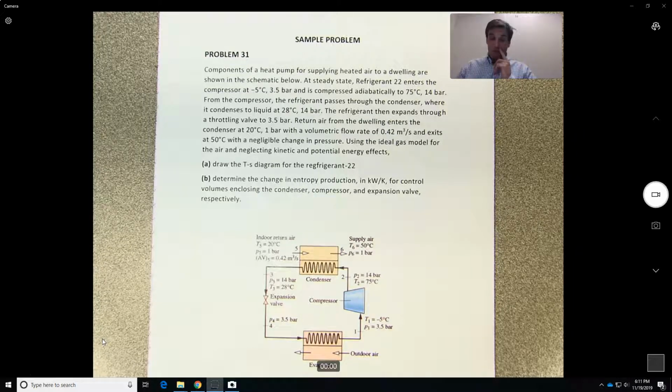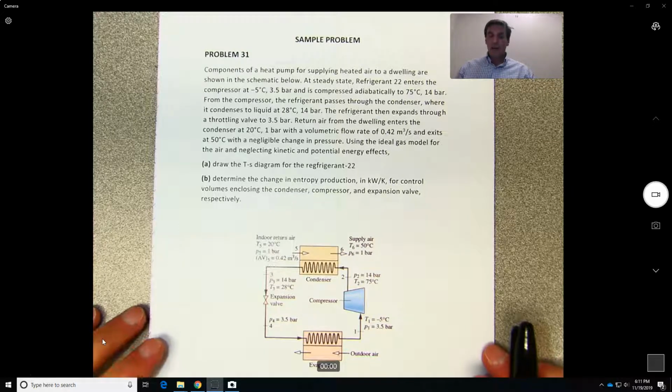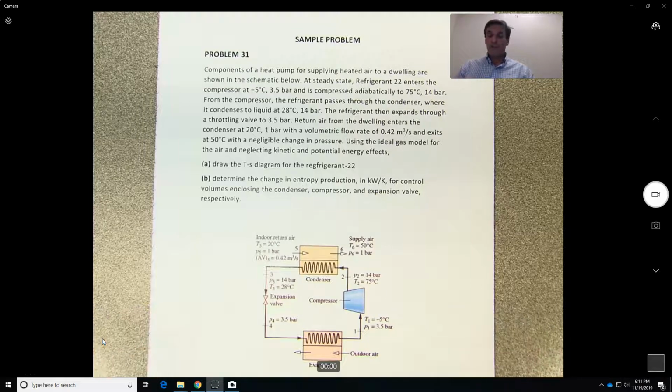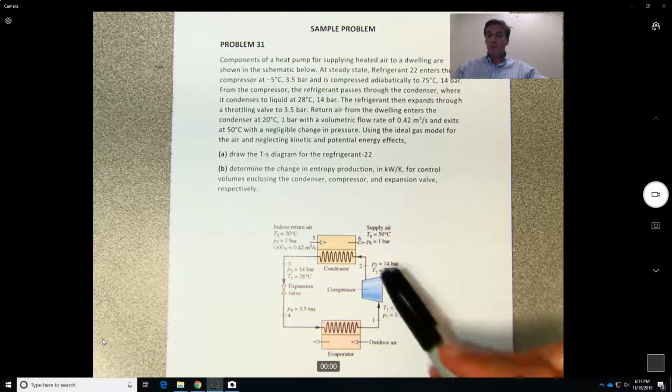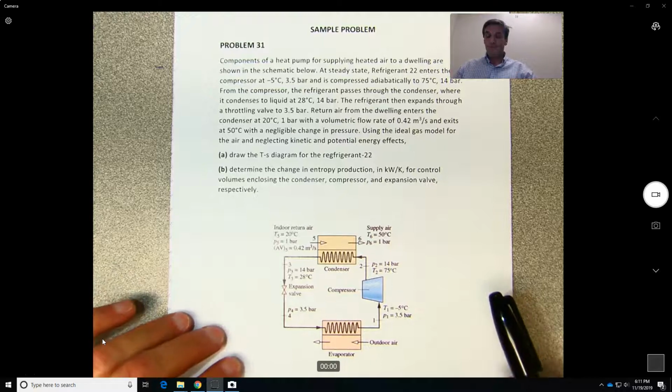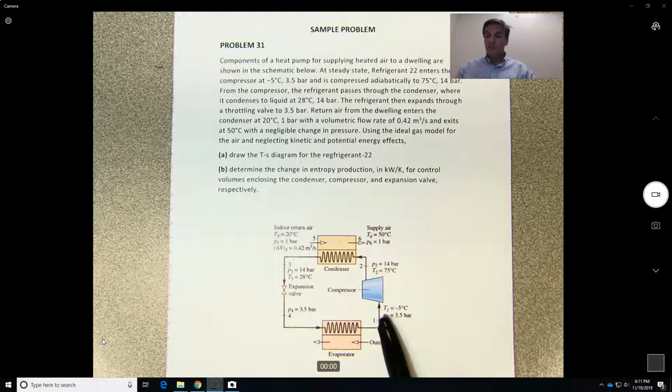All right, so let's start with this problem. The first thing we need to do is to do the TS diagram. So in order to do the TS diagram, we need to find what is the state at 1, 2, 3, and 4. Okay. So we know the substance is refrigerant 134a, and we know the state at 1 because we know two properties. We know P1 and T1. Here we know P2 and T2. So we can find what is the state.